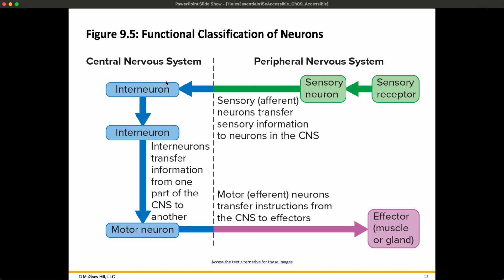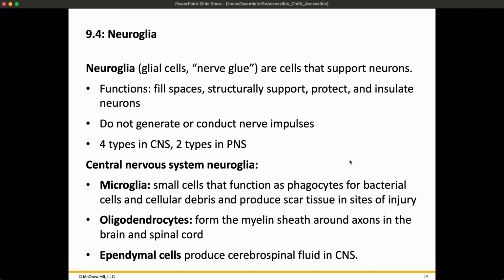This is again just showing you the flow within neurons, how that processing of information can work. All right, the neuroglia, these are the support cells. They're helping with repair, regeneration, some of them are phagocytes. So you have 4 in the central nervous system and 2 in the peripheral nervous system. They're doing things like filling in spaces and structural support, with no generation or conduction of nerve impulses with the neuroglia.